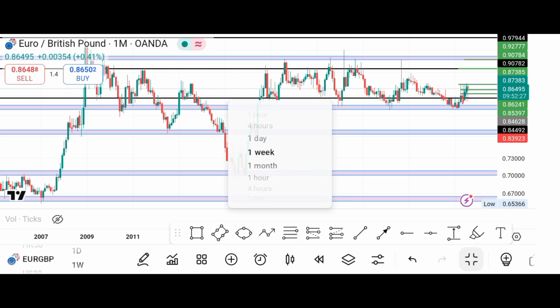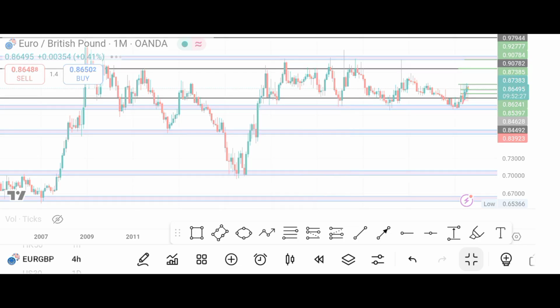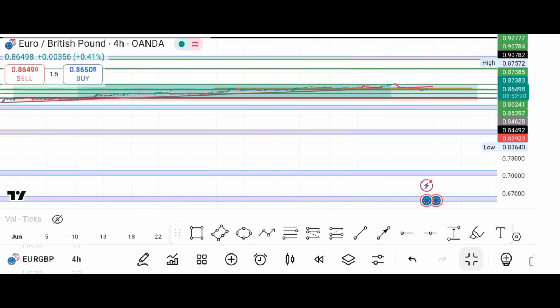I have to show you one more thing on the 4 hour time frame. You can see the overall direction, this market is in an uptrend, right? So that was the overall direction.